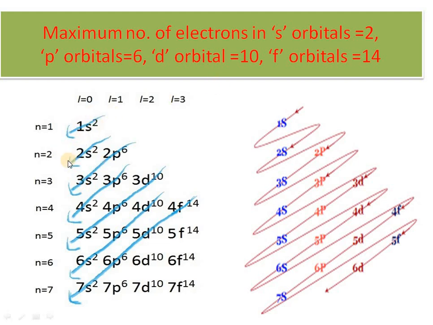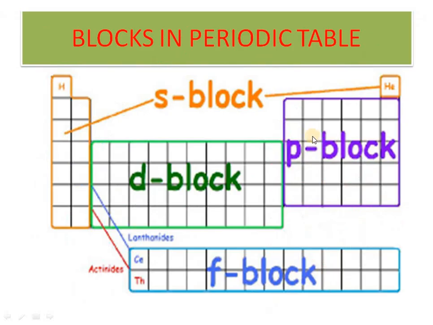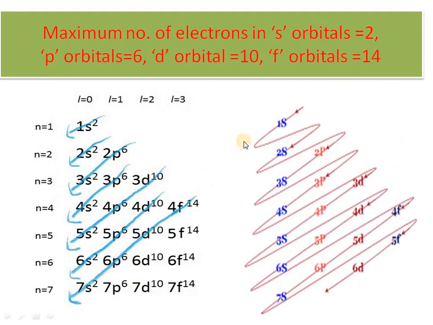You have to fill the orbitals as per this energy level. So this is the energy level. 1s will be filled, then 2s, then 2p, 3s, 3p, 4s, 3d, 4p, 5s. This way, in a similar way, we need to draw this chart and see how the electrons are filled.